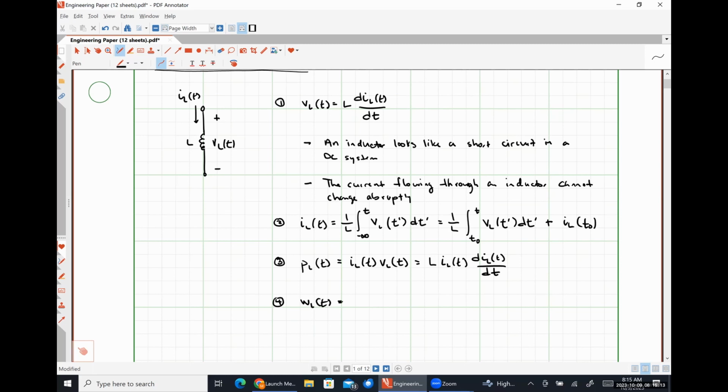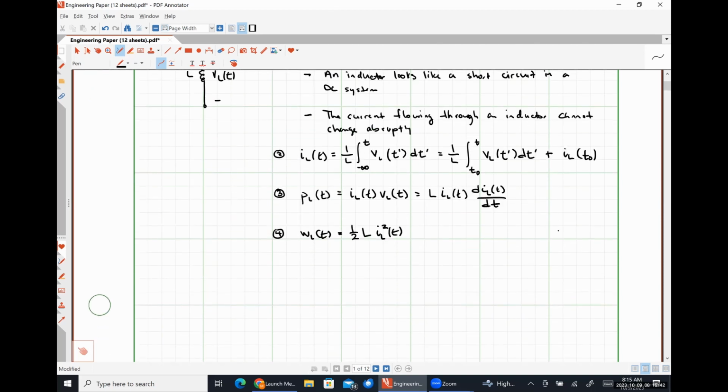And then lastly, the energy stored by an inductor is 1/2 L times IL squared. So those are our four relationships. We could use relationships 1 and 2 to figure out that inductors in series combine like resistors in series, and inductors in parallel combine like resistors in parallel.